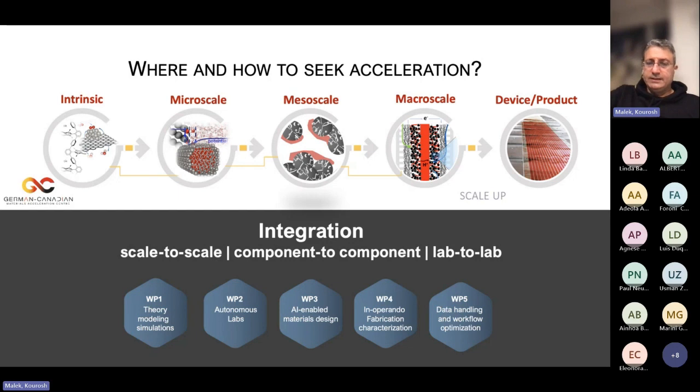And of course, lab to lab integration is important because a lot of this research is coming from different labs with different perspectives, types of data, measurement types, and so on.